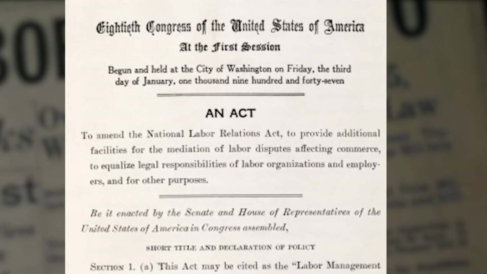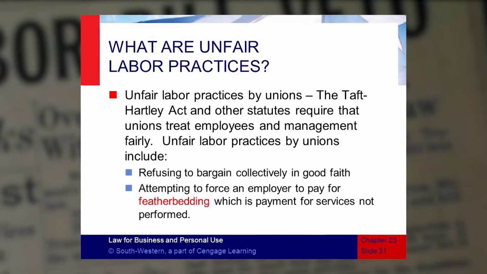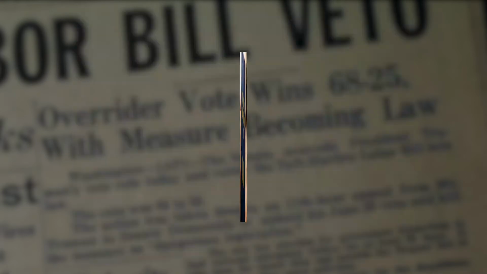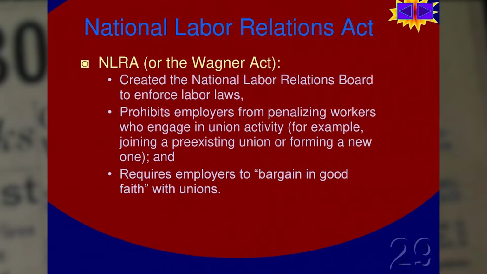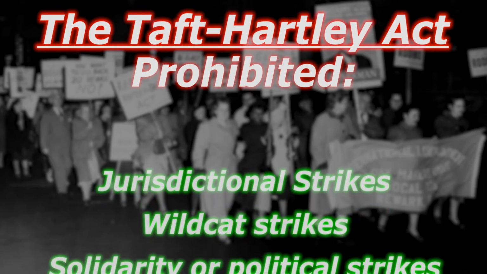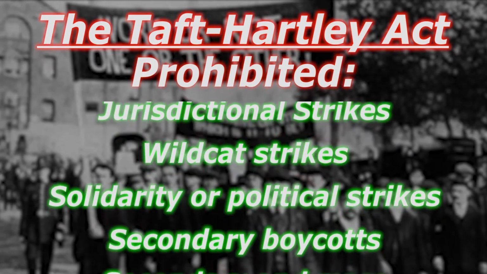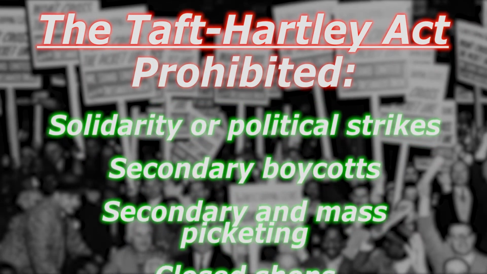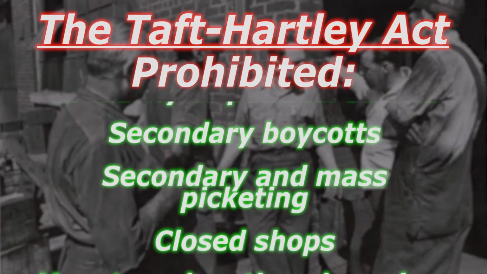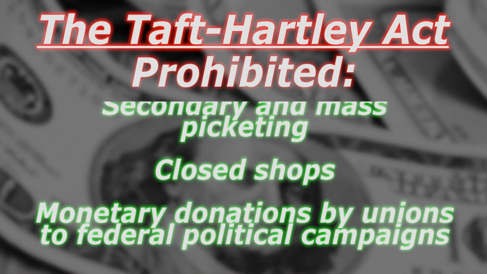The amendments enacted in Taft-Hartley added a list of prohibited actions, or unfair labor practices, on the part of unions to the National Labor Relations Act, which had previously only prohibited actions taken by the employers. The Taft-Hartley Act prohibited jurisdictional strikes, wildcat strikes, solidarity or political strikes, secondary boycotts, secondary and mass picketing, closed shops, and monetary donations by unions to federal political campaigns.